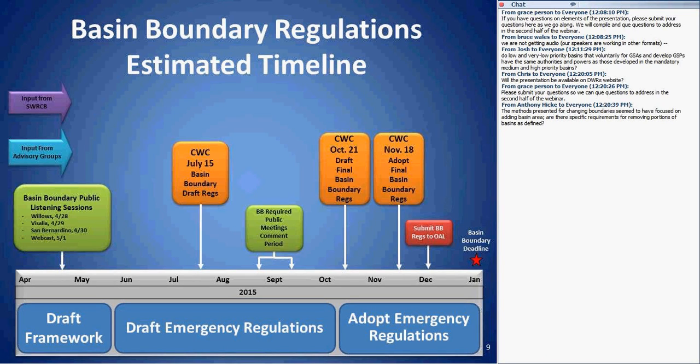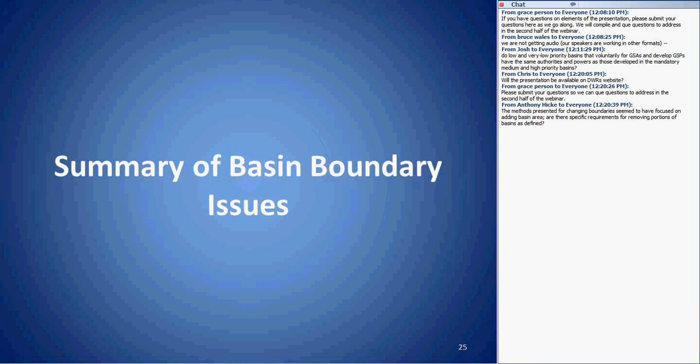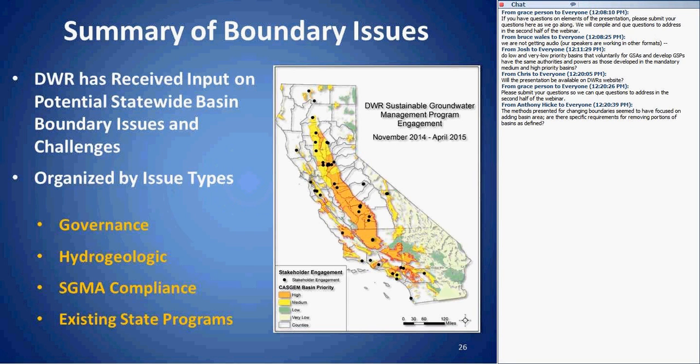We'll consider the information and feedback we get from that process, and we plan to have the draft final basin regulations presented to the California Water Commission in October and adopt the final basin boundary revisions in November, before the January 1st, 2016 deadline. We'll cover a summary of basin boundary issues or challenges that we've heard meeting with local agencies and stakeholders throughout the state.